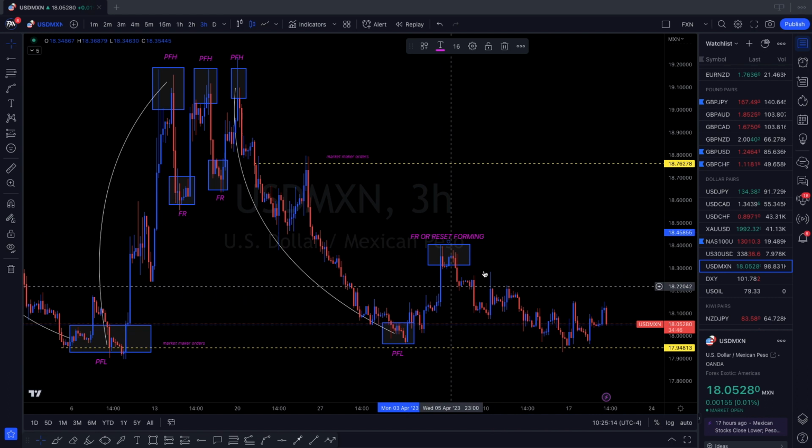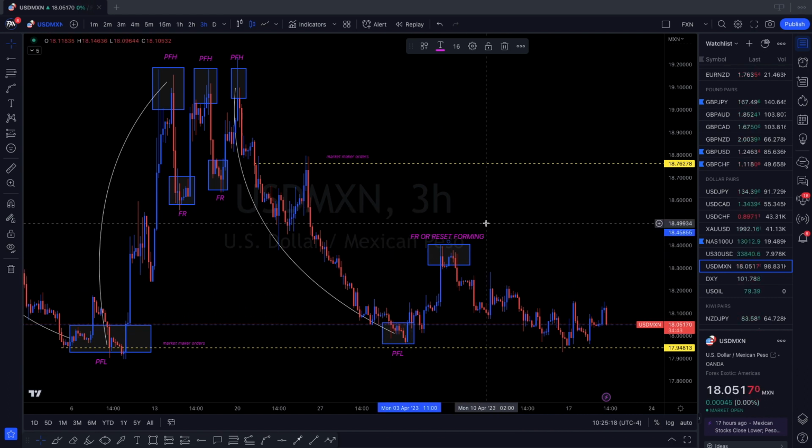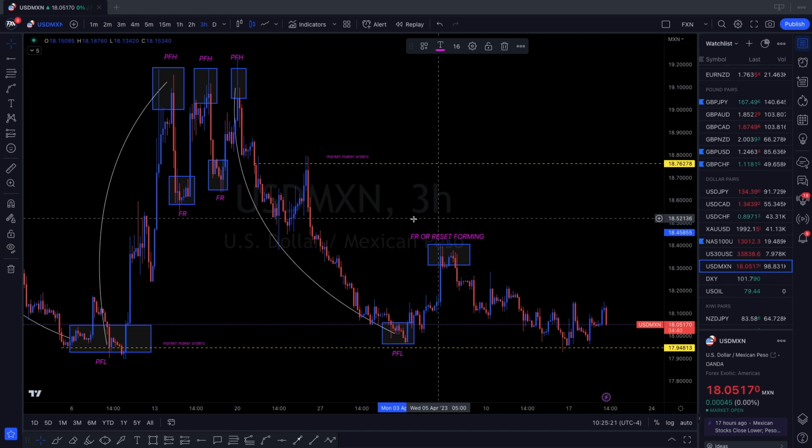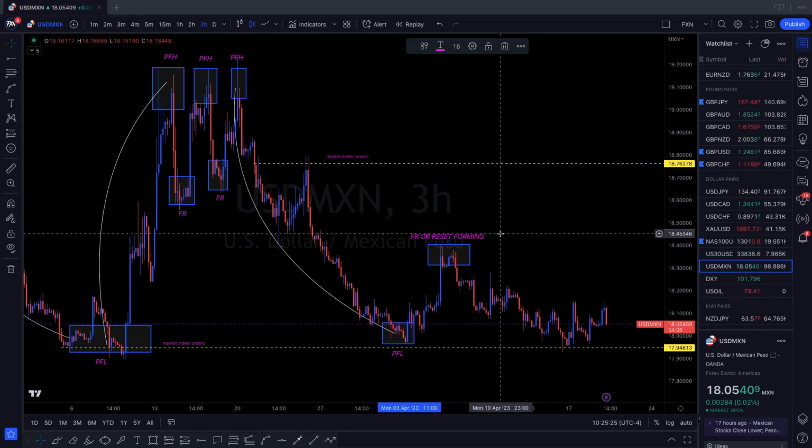Okay, there's no reason to try to trade a pair that's in this type of state, because for me it's just a big waste of time, because the pair itself doesn't know what it wants to do yet. So why would I trade a pair that doesn't know what it wants to do?